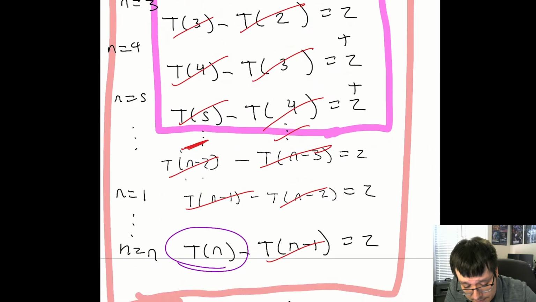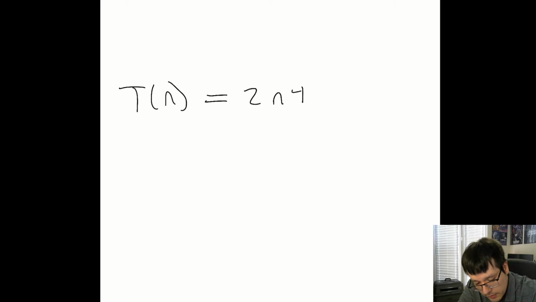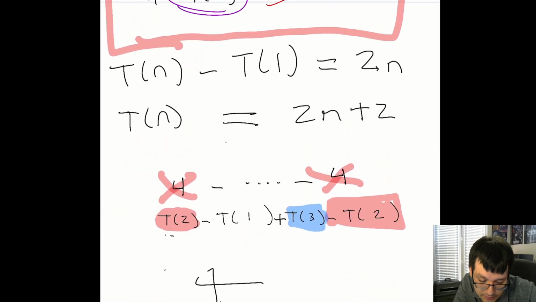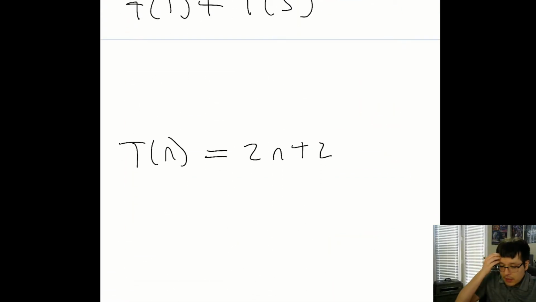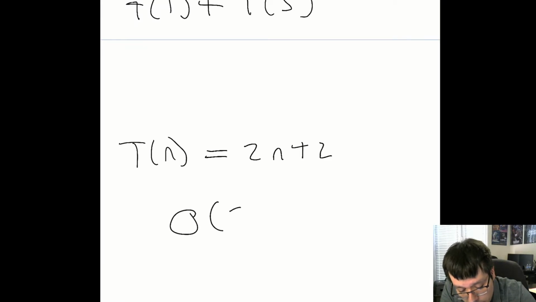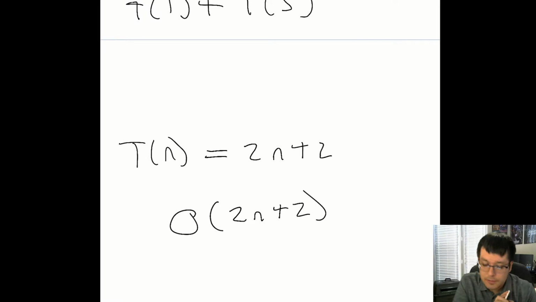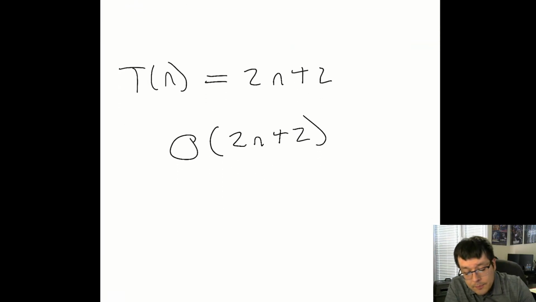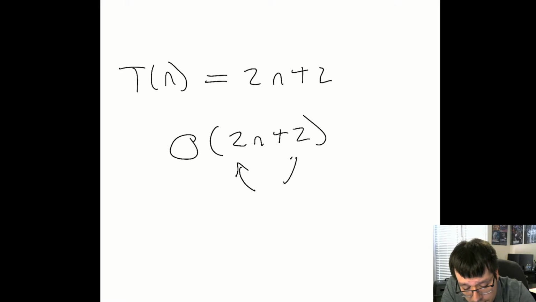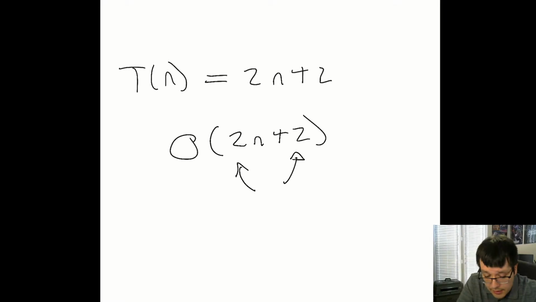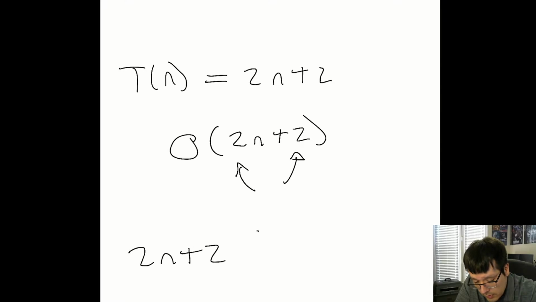Okay? So if I end up with something like this, T(n) equal to 2n plus 2, that's what I put up here, right? It turns out that that is your asymptotic complexity. That's your big O, whatever is in there. So your big O is literally 2n plus 2. And furthermore, because these are just constants, you can say that this 2n plus 2 belongs to just O(n).